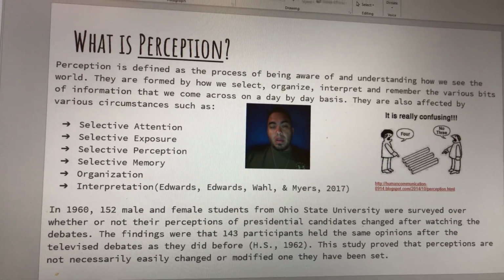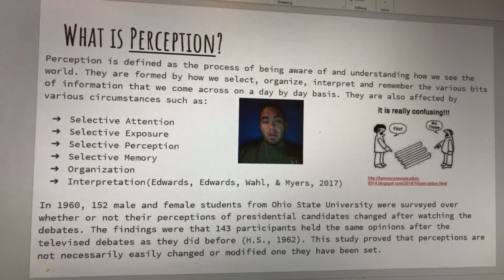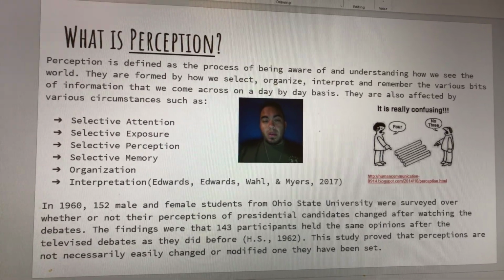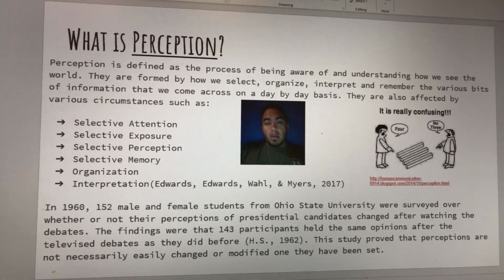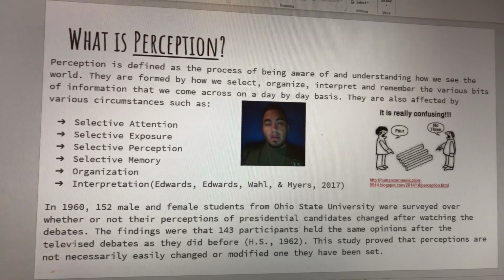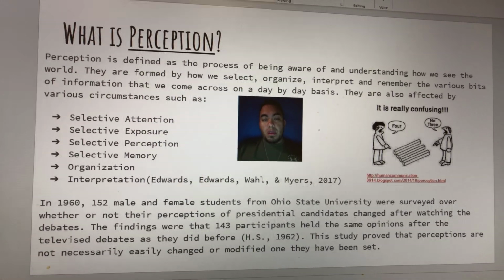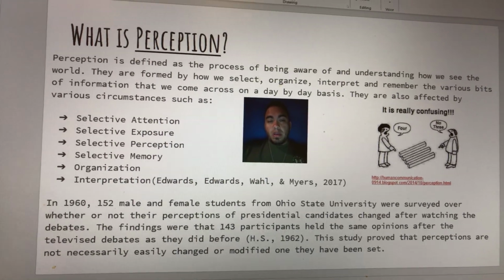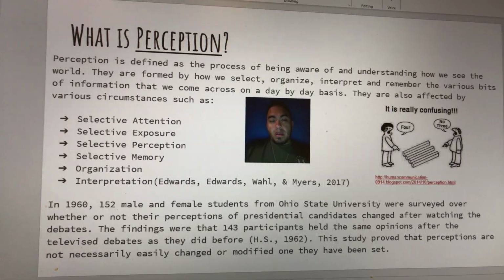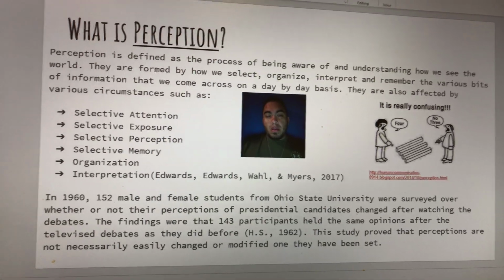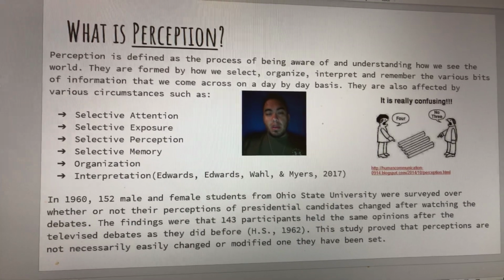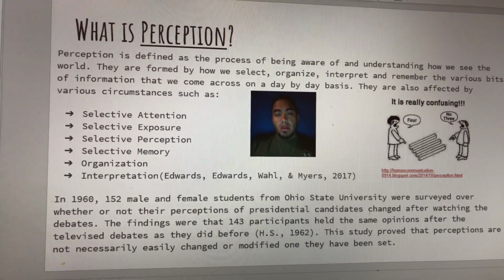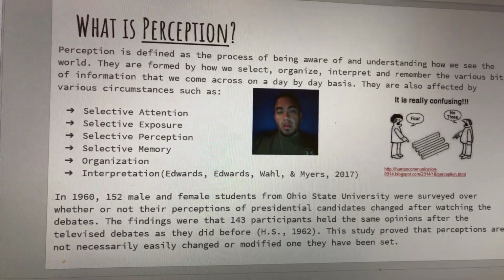Now, in 1960, 152 male and female students from Ohio State University were surveyed over whether or not their perceptions of presidential candidates changed after watching the debates. The findings were that 143 participants held the same opinions after the televised debates as they did before. So, what did this study prove? It proved that perceptions are not necessarily easily changed or modified once they have been set.